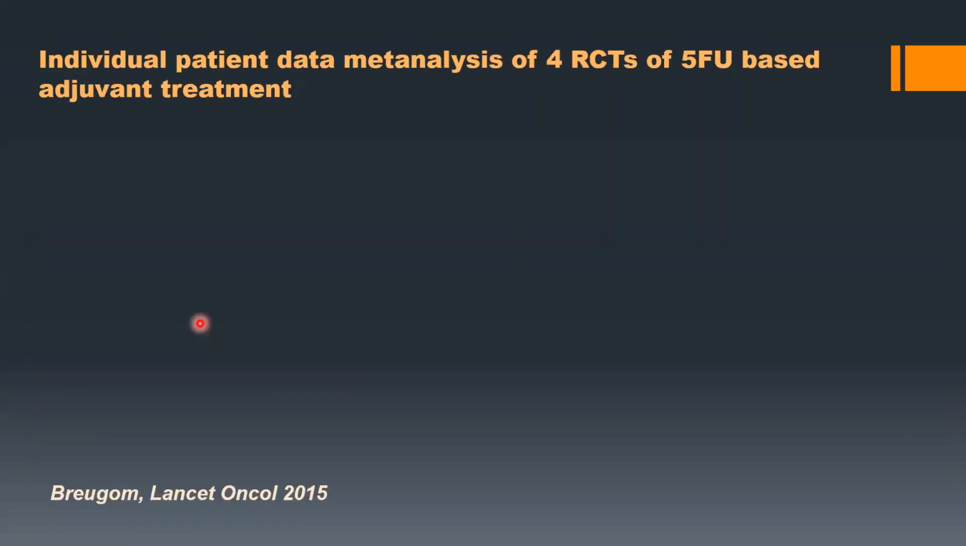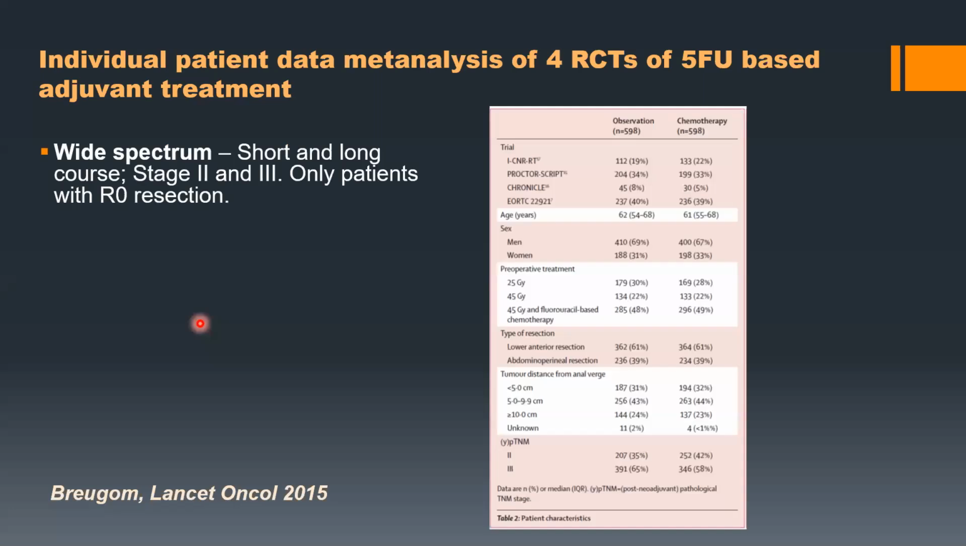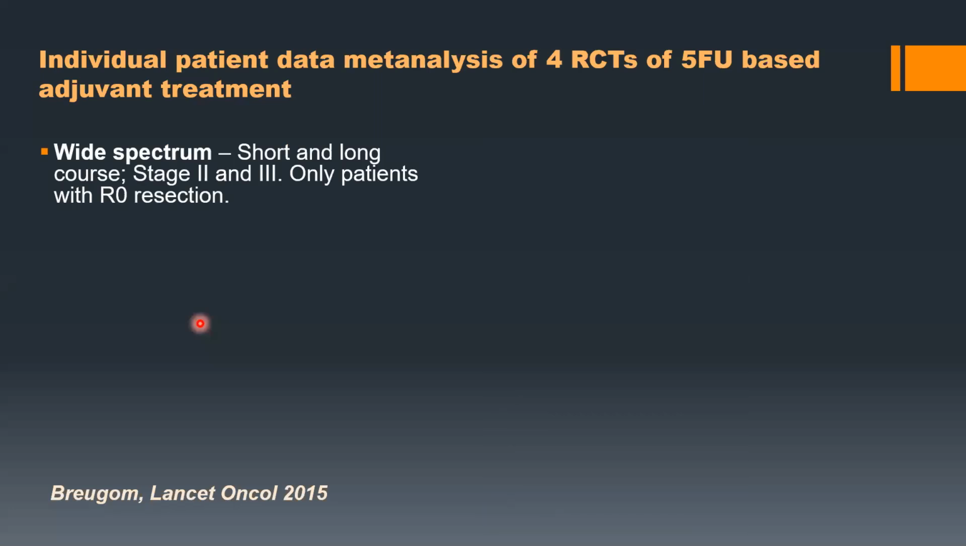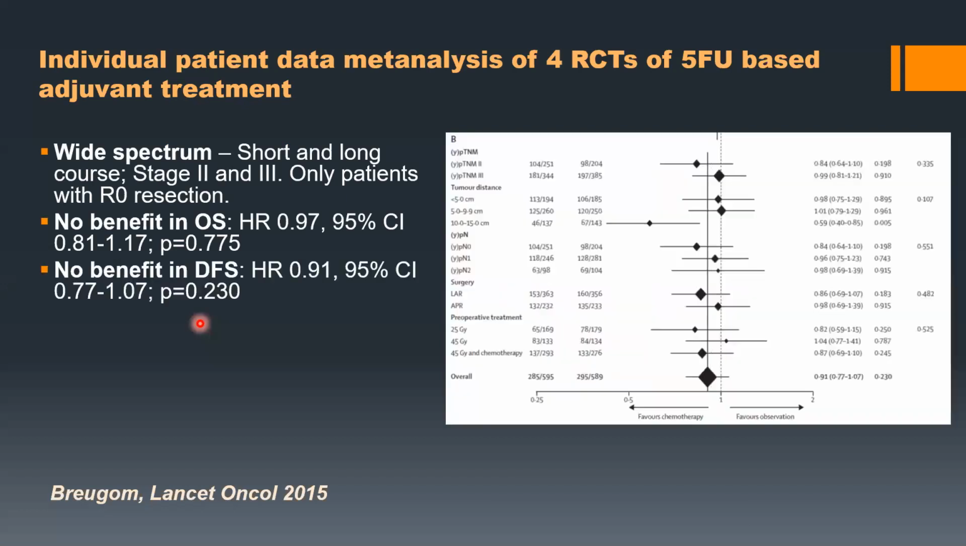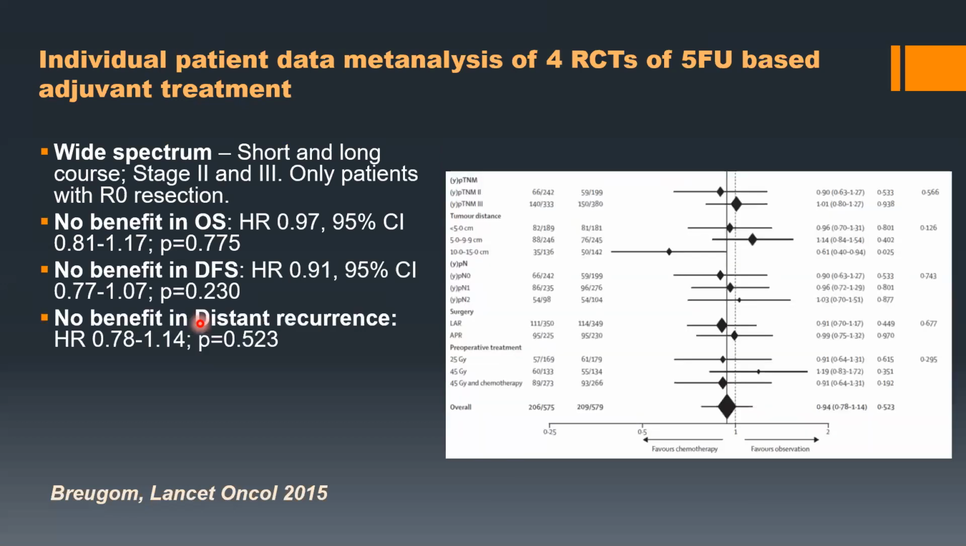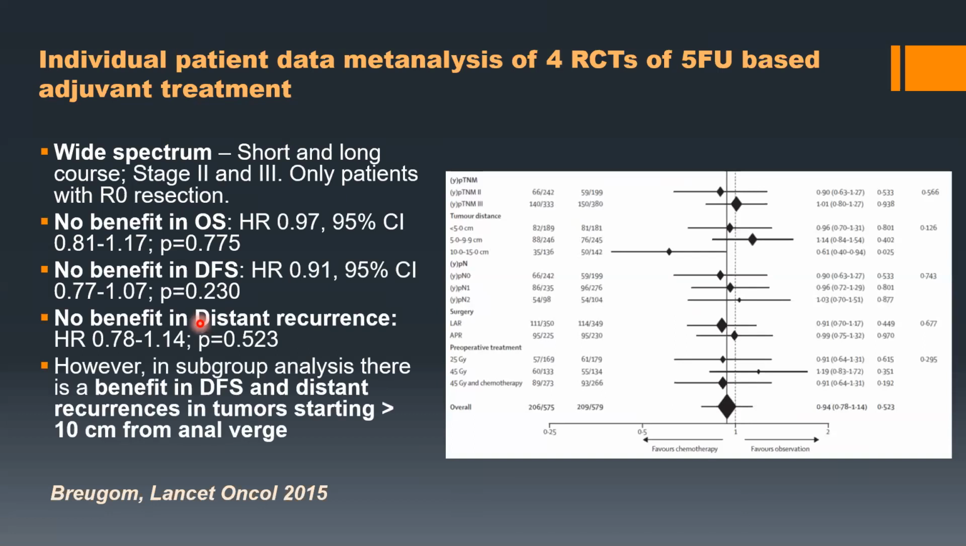showed that for single agent adjuvant chemotherapy, in a wide spectrum of patients, there was no benefit in overall survival with adjuvant chemotherapy. There was no benefit in disease-free survival with adjuvant chemotherapy. There was no benefit in distant recurrence with adjuvant chemotherapy. However, in a subgroup analysis, there is a benefit in DFS and distant recurrences in tumors starting more than 10 centimeters from the anal verge.